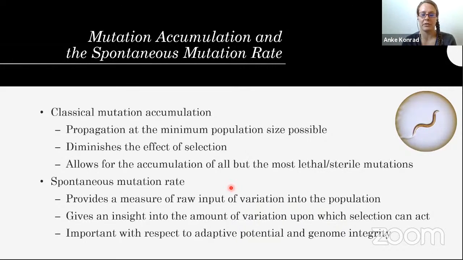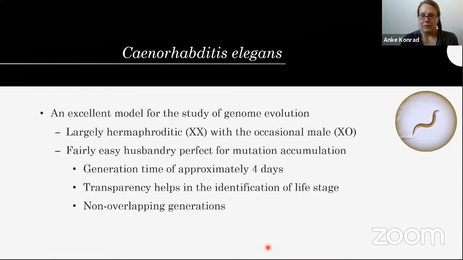So it essentially gives you the raw input of variation. And on that, selection may act, and that essentially gives you the bottom line of what evolution may occur. And of course, this is a very important aspect of adaptive potential and also genome integrity.